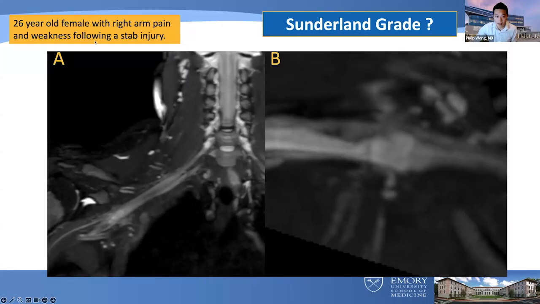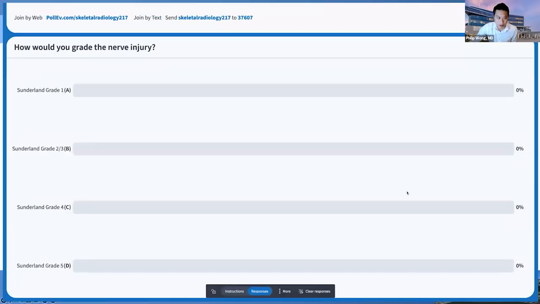And so this is another case, a 26-year-old with right arm pain and weakness following a stab injury. This is coronal on the left here, and then this is an oblique MPR, showing the area of nerve injury. So what would you guys think for this grade?